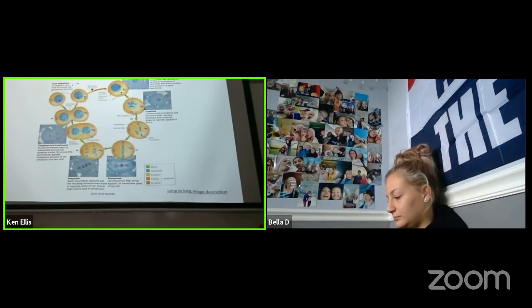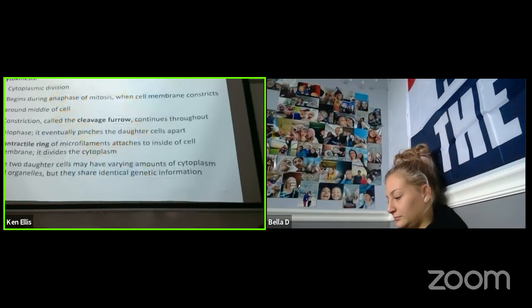Now, there's parts now that I don't think you had before. One more thing. Cytokinesis starts someplace in the midst of anaphase. It says here, begins during anaphase of mitosis when the cell membrane constricts around the middle of the cell. Constriction leaves this cleavage furrow. Y'all remember that cleavage I talked about? And every boy in the room went, remember that? Okay. So cleavage furrow is there. That's when the two pinch off.